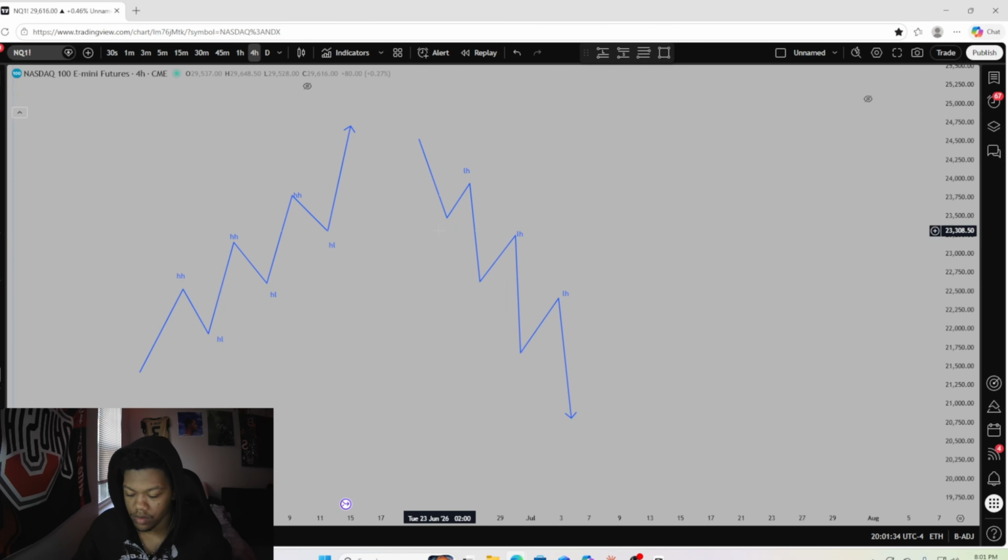So that's why we call them higher highs, higher lows, lower highs, lower lows, stuff like that. That's important for market structure, right? This is just a trend. So this trend will be called an uptrend.